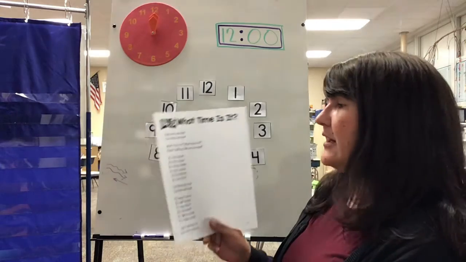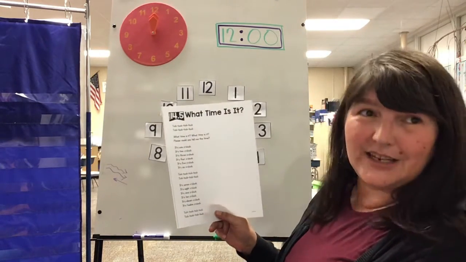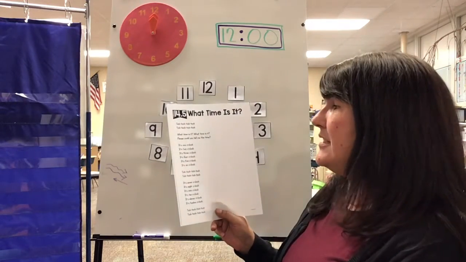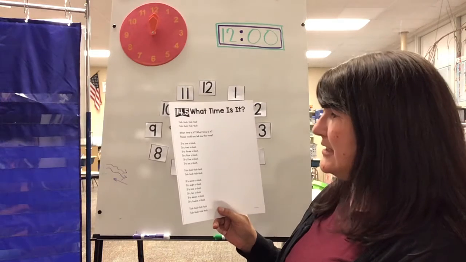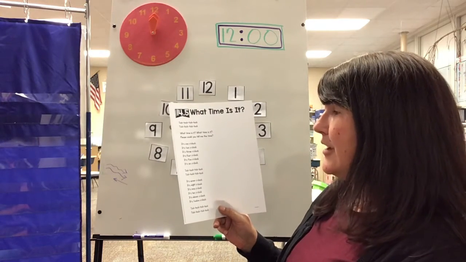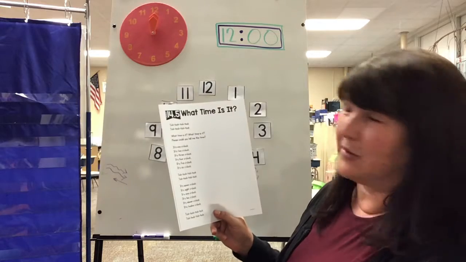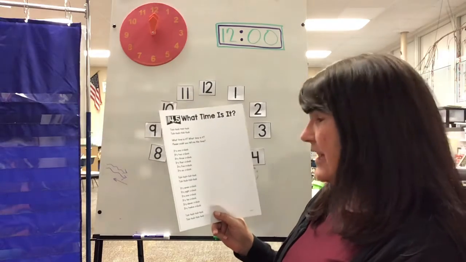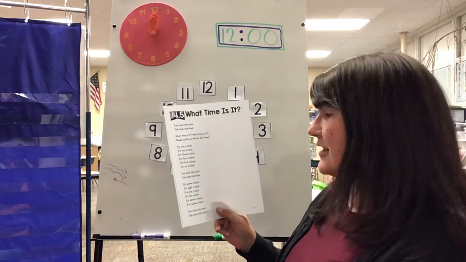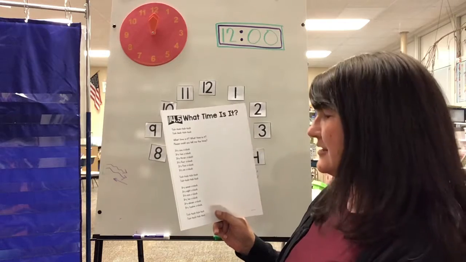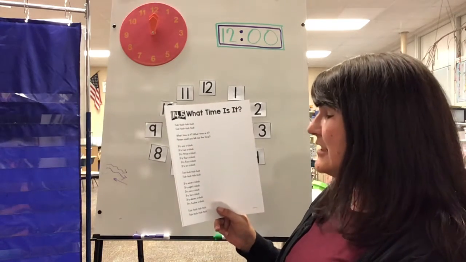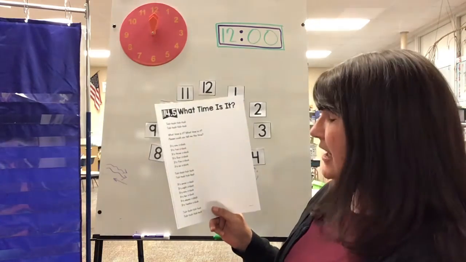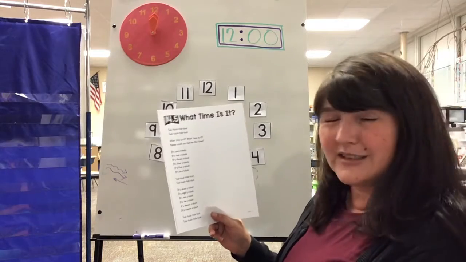You'll also have a song, and it goes like this. Tick tock, tick tock, tick tock, tick tock. What time is it? What time is it? Please could you tell me the time? And I can't sing this very well. It's 1 o'clock, it's 2 o'clock, it's 3 o'clock, it's 4 o'clock, it's 5 o'clock, it's 6 o'clock. Tick tock, tick tock, tick tock, tick tock. It's 7 o'clock, it's 8 o'clock, it's 9 o'clock, it's 10 o'clock, it's 11 o'clock, it's 12 o'clock. Tick tock, tick tock, tick tock, tick tock.